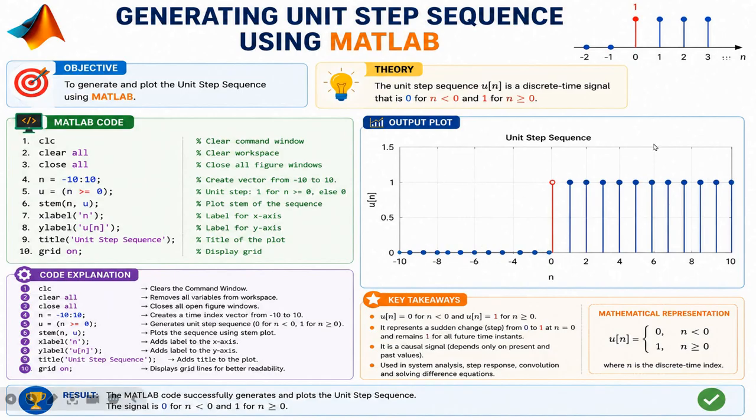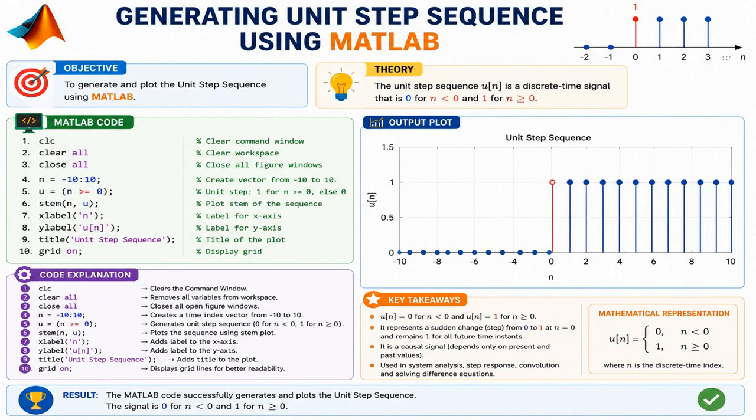Okay, so this is the output plot which you get after executing this MATLAB code. Here the graph clearly shows that the amplitude is 0 for all negative values of n, and at n = 0 the signal changes to 1 and remains at this value for all the positive time indices. Since the signal is discrete, each sample is represented by a vertical stem rather than a continuous line, and this graphical representation clearly illustrates the step behavior of the sequence.